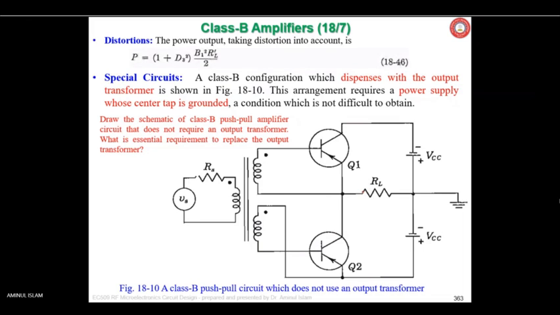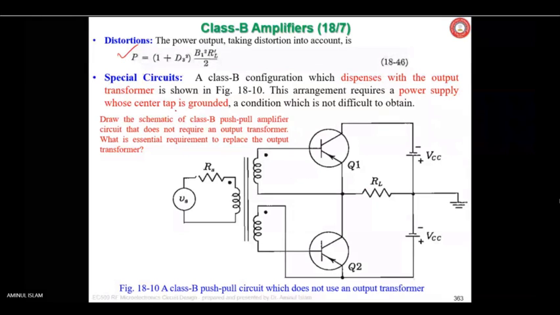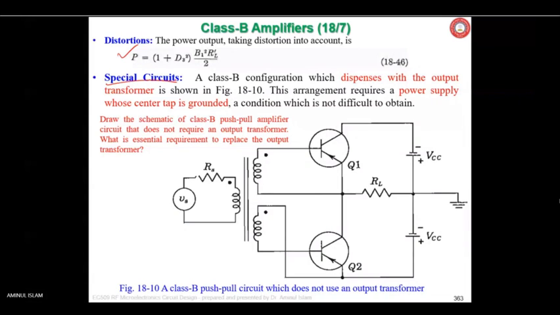The power output taking distortion into account will be P equals (1 plus D3 squared) within parentheses, B1 squared RL prime by 2. Now a special circuit. We're going to talk about this special circuit where we can eliminate the output transformer, or even, we'll see later on, the input transformer can also be eliminated.